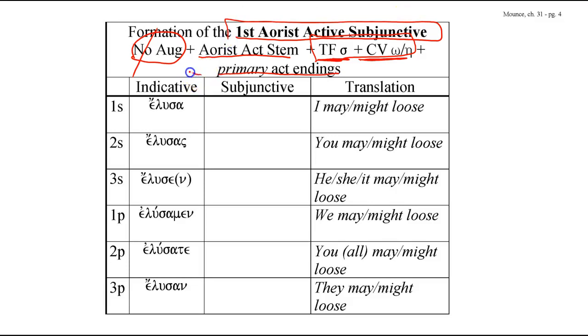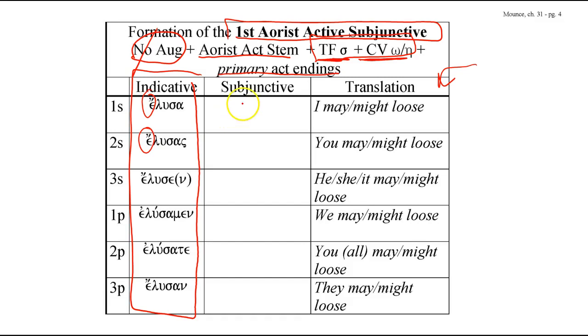Just again, by comparison, you have the indicative here, and you see that the augments are on the indicative, but you're not going to have the augments for the subjunctive. And here is a subjunctive translation: I may, might loose. So instead of I may be loosing, where the present subjunctive emphasizes the continuous nature of the verb, the aorist subjunctive is undefined, so it's going to be translated as I might loose.